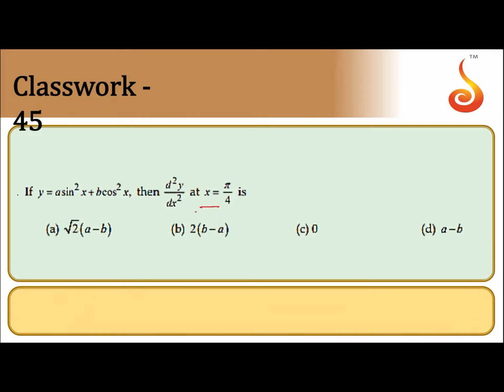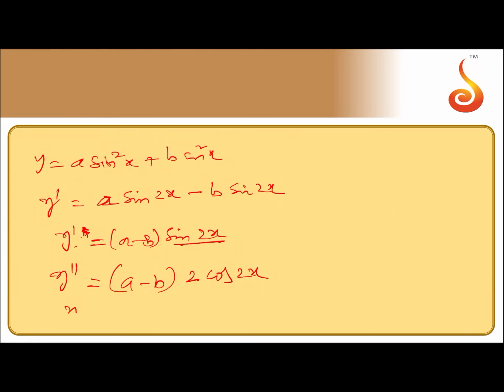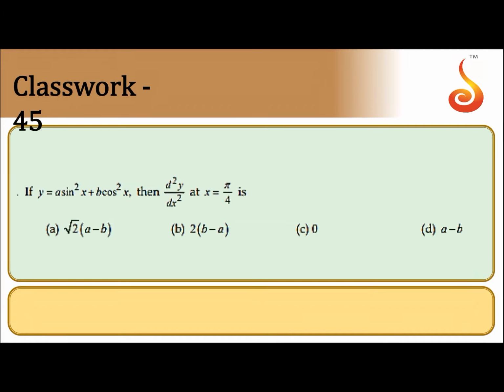And that second order derivative at x equals pi by 4 we require it. Y double dash at x equals pi by 4. And pi by 4 when you substitute you'll be getting cos pi by 2. Cos pi by 2 is equal to 0. So answer is equal to 0. So the answer is C.